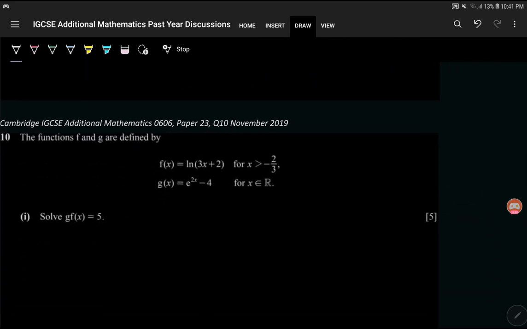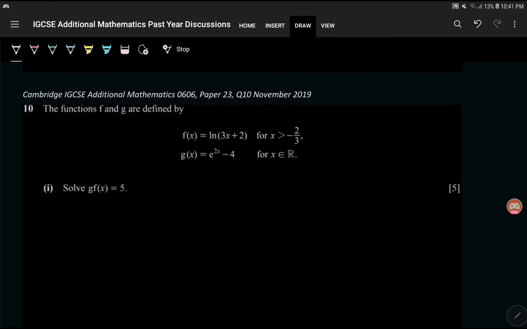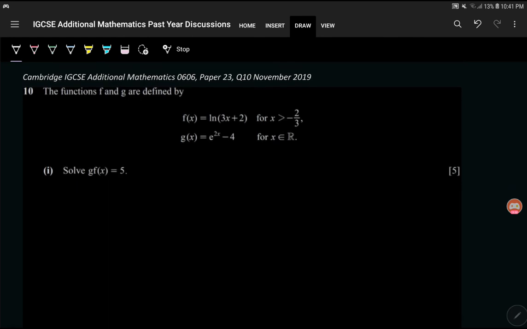Alright, so we go into the second question and the last example for this video. This question is taken from the November 2019 paper 2-3, question 10. The functions f and g are defined as follows. f of x is equal to ln of (3x plus 2) for x greater than negative 2 over 3, and g of x is equal to e to the power of (2x minus 4) for x any real number.